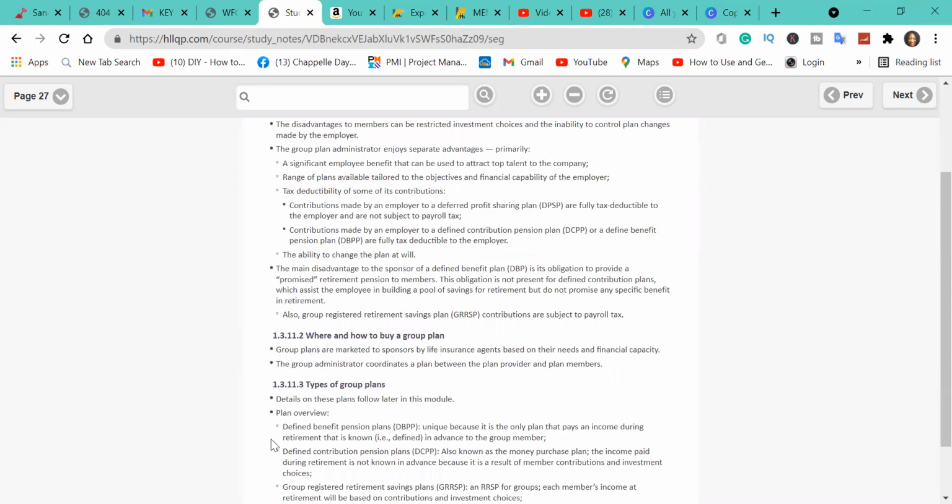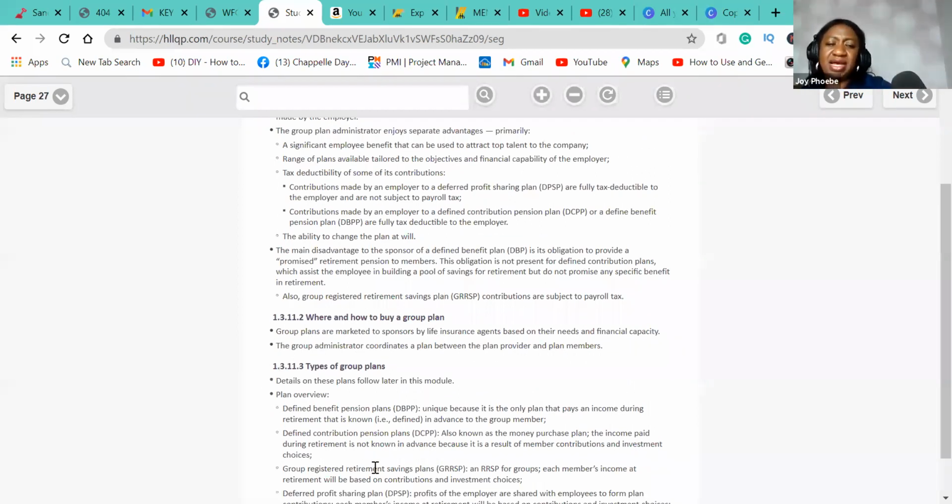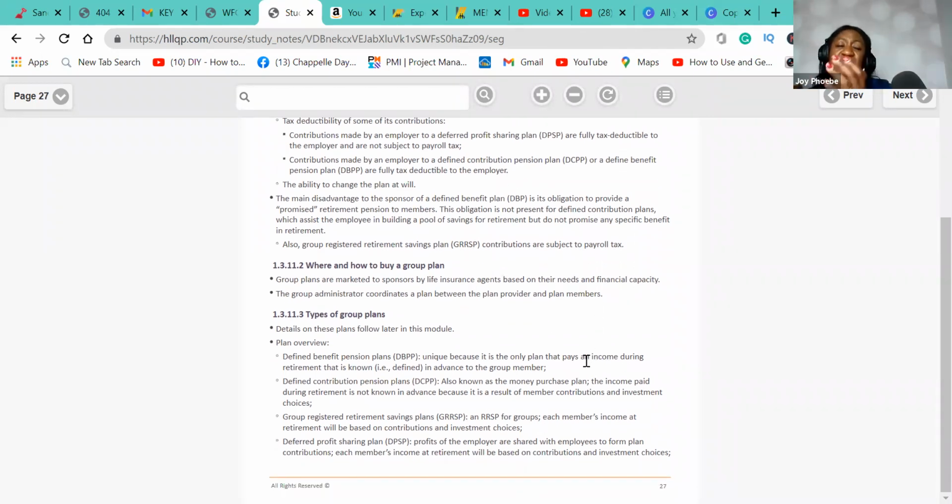And how do you buy a group plan? Group plans are marketed to sponsors by insurance agents based on their needs and their financial capacities, just like group insurance and all that stuff. Okay, types of group plans. Let's start looking at types of group plans now.